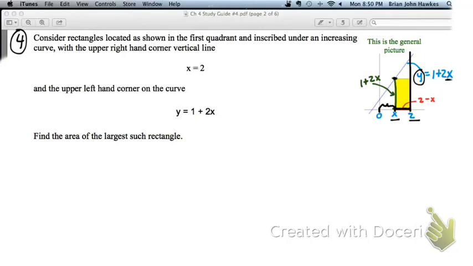And then we see the rectangle right here has its upper left-hand corner on the curve y equals 1 plus 2x. The slope is 2, the y-intercept is 1, so we have a 1 right there.